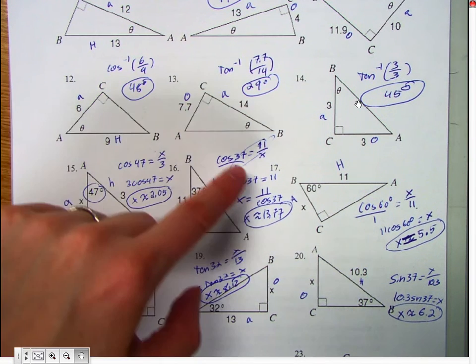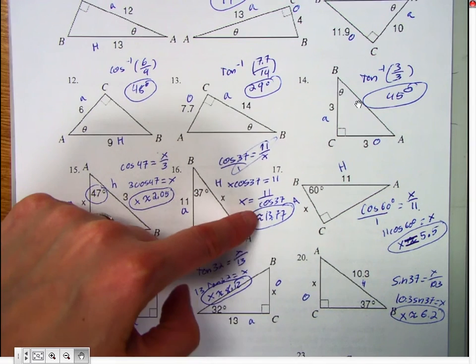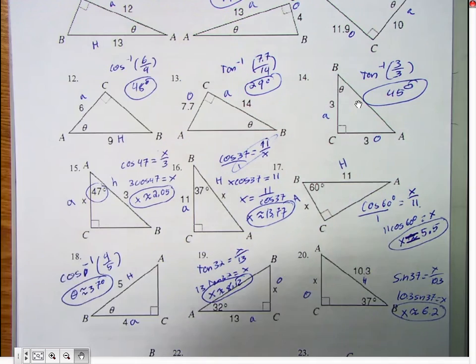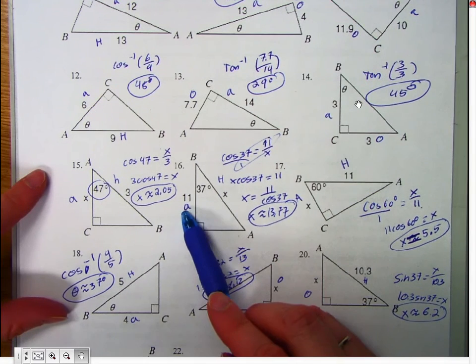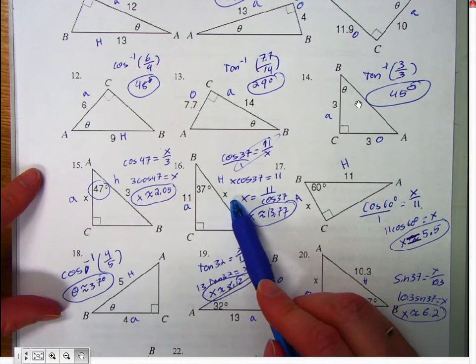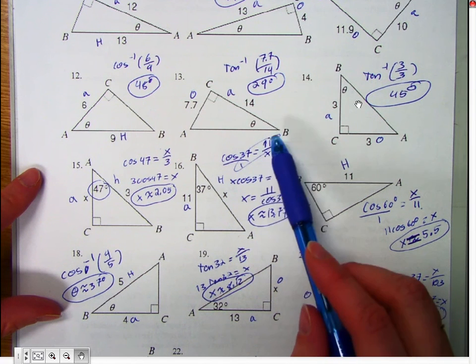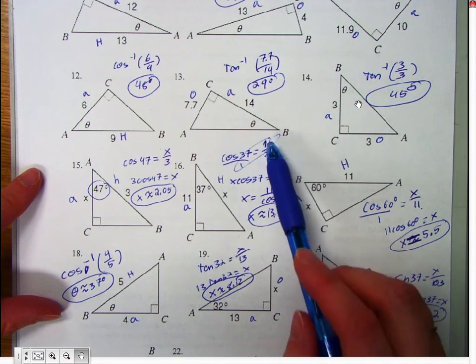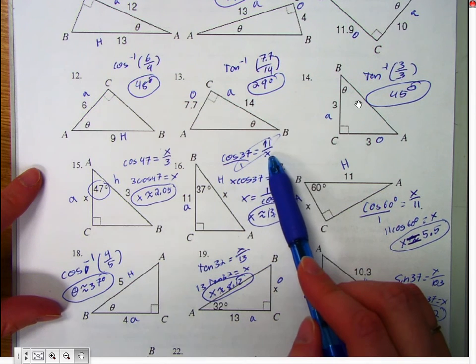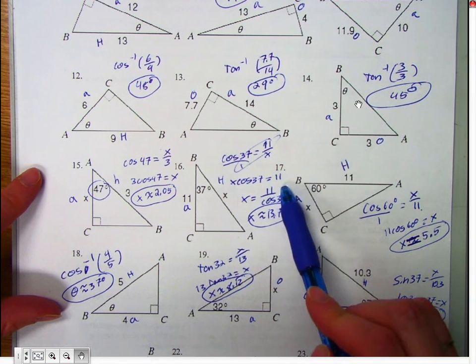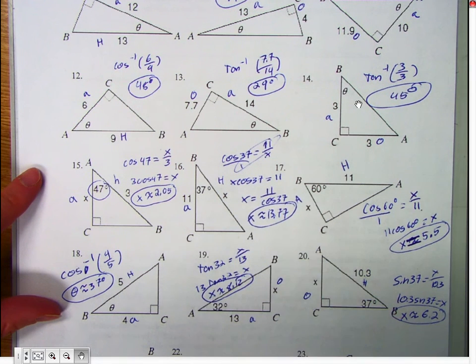That was one where you had to cross multiply and then divide. That was one of those harder ones. So we've got adjacent is 11, x is hypotenuse. We're good there, right? So we knew to use cosine. So cosine of 37 equals, make sure you put adjacent on top, hypotenuse on the bottom, 11 over x. And then you cross multiply: x cosine 37 equals 11. Divide by cosine 37, we get x is 13.77.